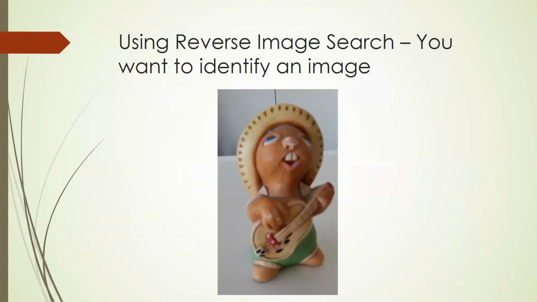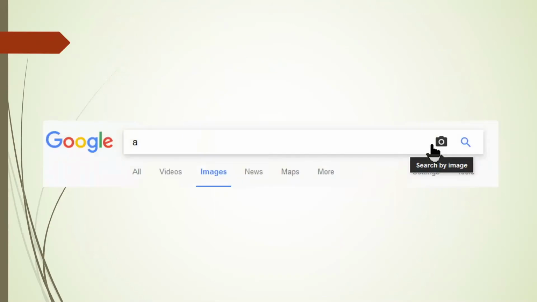Using reverse image search, you want to identify an image. Robin found this really neat little piece of pottery, or I don't know what you call it, but anyway, she was at a garage sale and found this and really liked it and wanted to get some other pieces similar to it. So what we did is we went to images. And if you notice over on the right, when you go to images, it gives you a little camera next to the search, the magnifying glass. But there's a camera there, and that means search by the image.